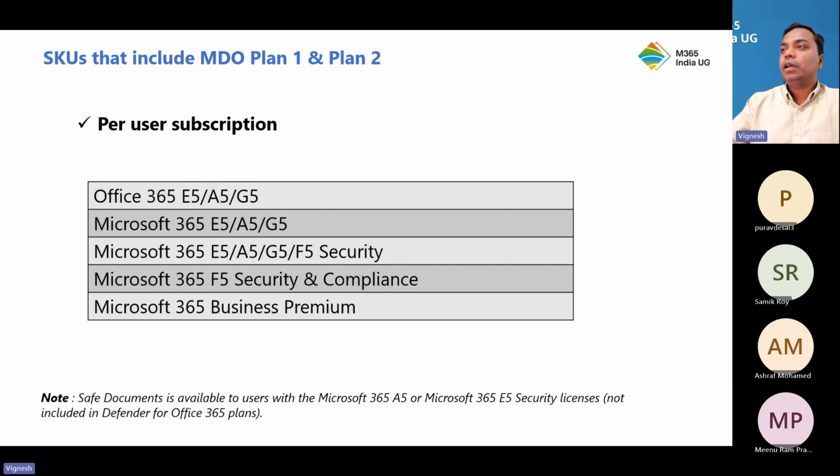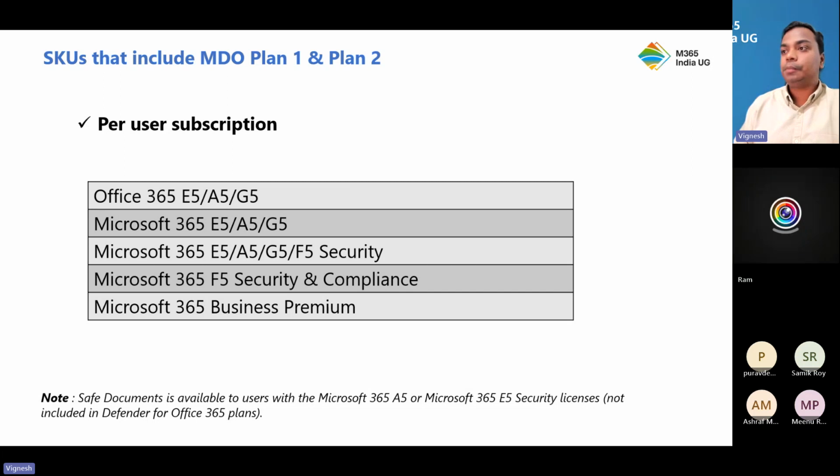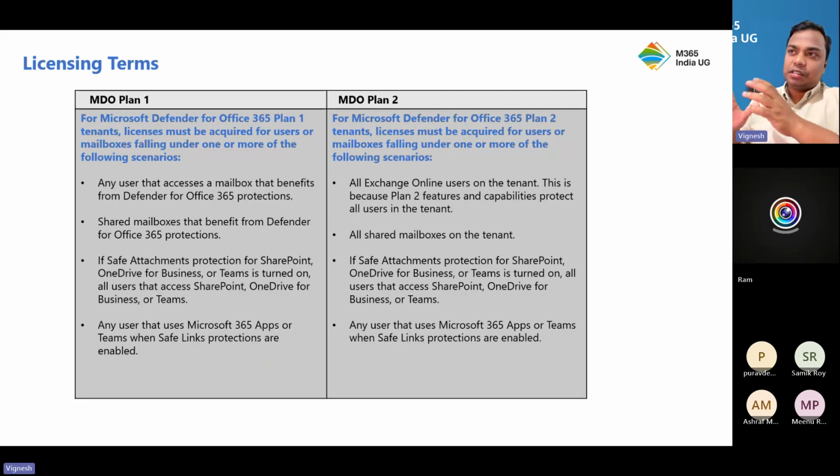Yep. Now the SKUs, this is something which we spoke briefly in our previous session, right? So if at all you're wondering, so what are the SKUs that give you my MDO Plan 1 and Plan 2 capability? Well, these are the SKUs, and it is always a per user subscription. Now in the very next slide, I'll be talking about what do I mean by a per user subscription. But these are the SKUs that currently cover the Plan 1 and Plan 2 capabilities. Now this is exactly how this has been mentioned on the Microsoft documentation.